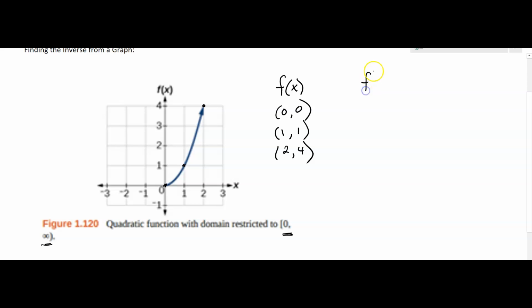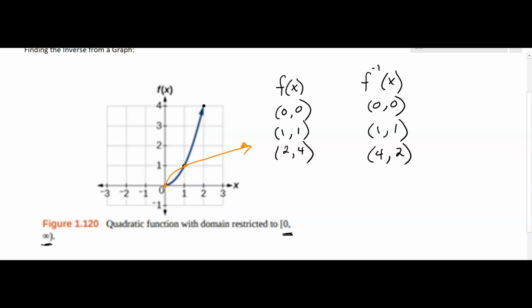Now, if we look at the inverse, we're going to switch those inputs and outputs, the x and y. So we're still going to have 0, 0, because if you switch 0, 0, it's 0, 0 still. We're still going to have 1, 1. And we're going to have a different point, 4, 2. Now what happens when we graph those points? Well, we have 0, 0 here, 1, 1 here, and then we have 4, 2, so it's out here. Now that graph is going to look like this.